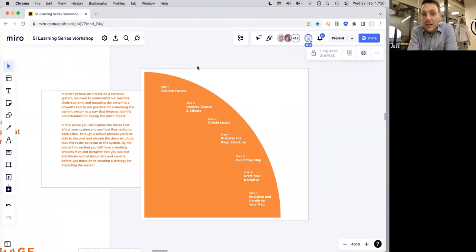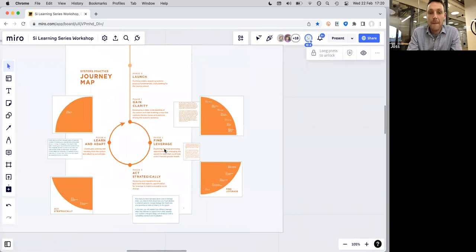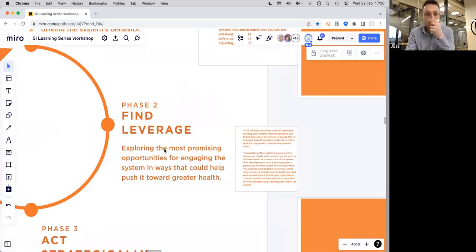Explore forces, analyze cause and effects. They're kind of mapping the system out here. They build a map and craft a narrative and socialize and iterate on your map. And that's explained a bit more there. You'll find all this in their guide. Second one, finding leverage points. Explore the most promising opportunities for engaging the system in ways that could help push it towards greater health.